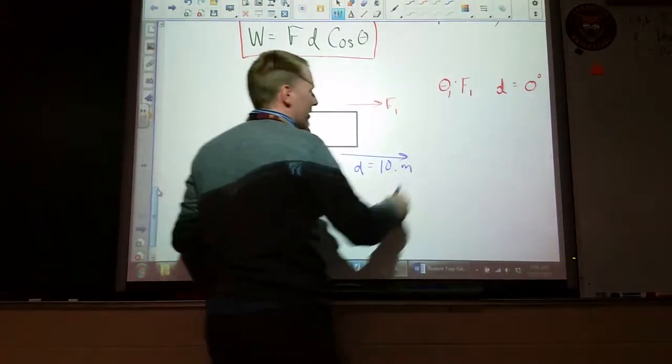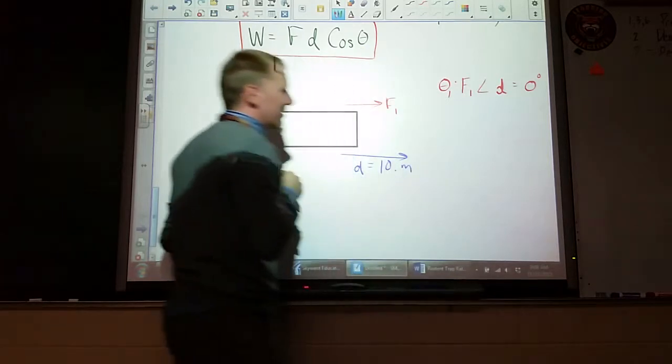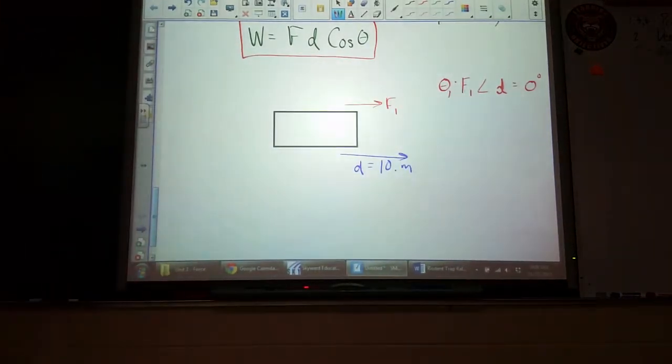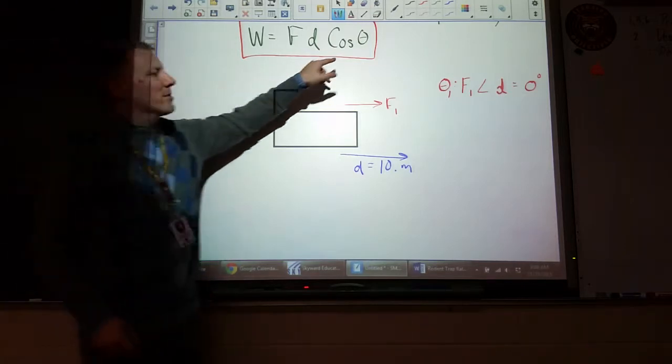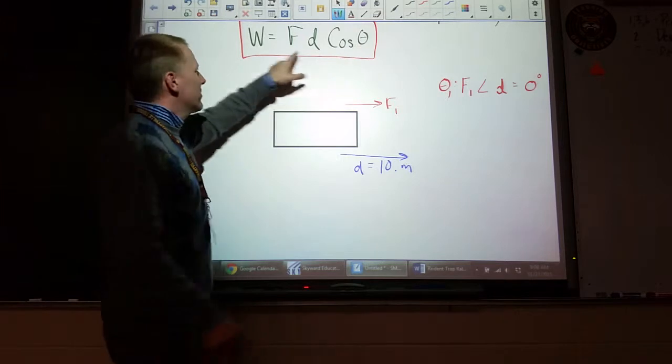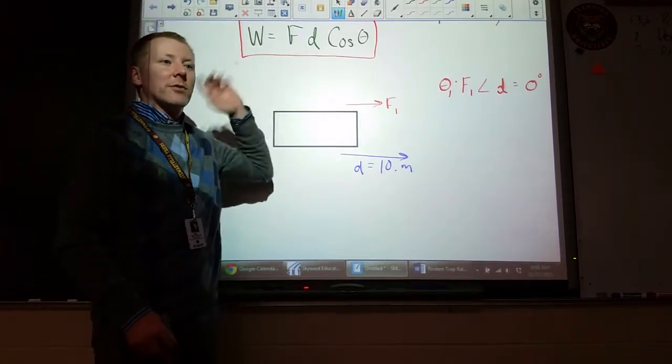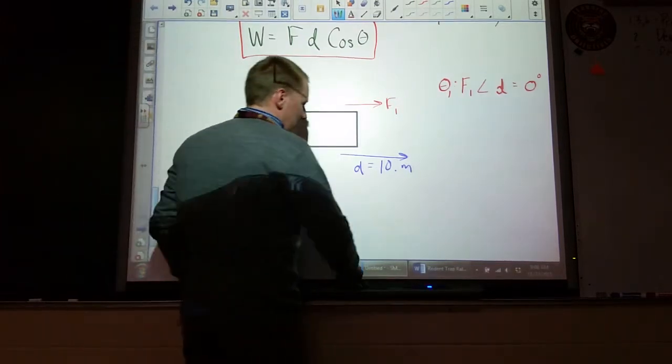I liked math, but I'm not really a math guy, so I forget some of the exact way to write that. But I mean the angle between that's 0. What's the cosine of 0? 1. So we just get the force times the distance, which is what we saw in our first problem.